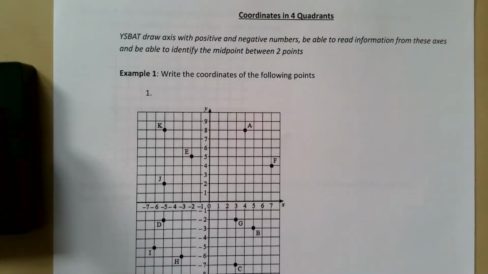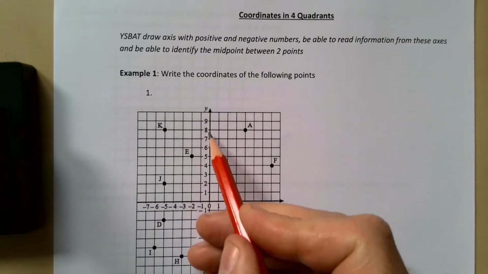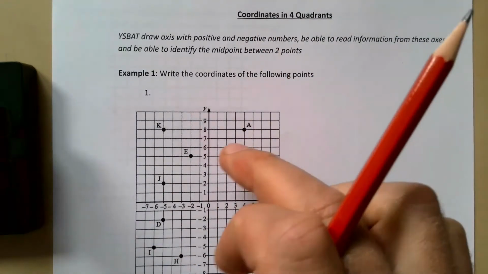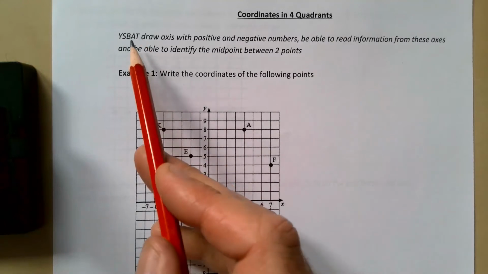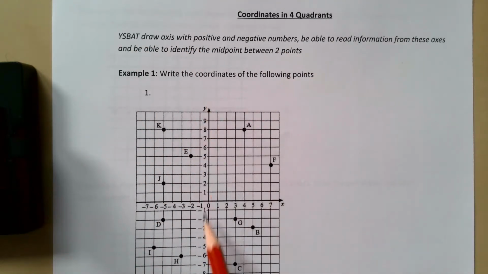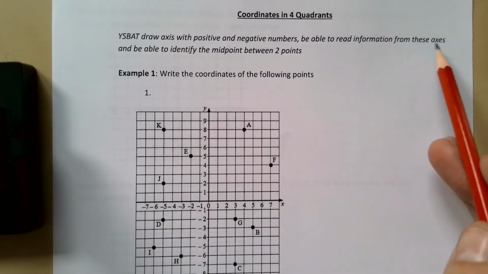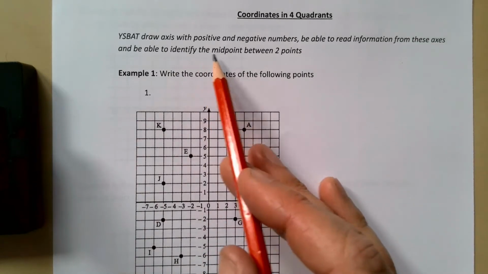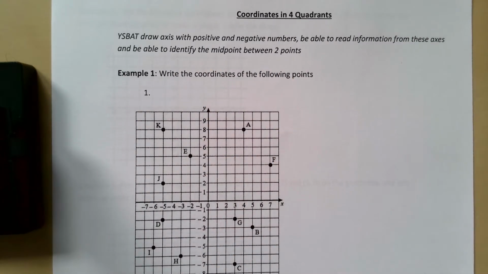Our last video was just positive coordinates, so they would have just been in this quadrant here, but now we're dealing with all the ones in all four quadrants, 1, 2, 3 and 4. It says you should be able to draw axes with positive and negative numbers. Remember, y's up and x's across. Those are our axes, that's a plural. Then have axis, which is our axes, and able to identify the midpoint between 2 points. That's going to be further down the page.